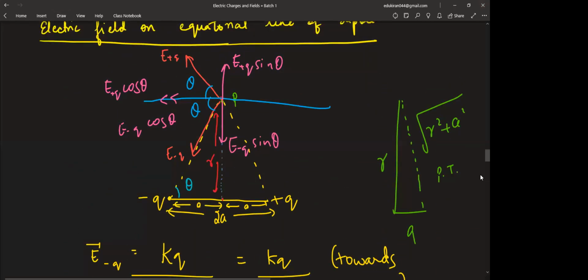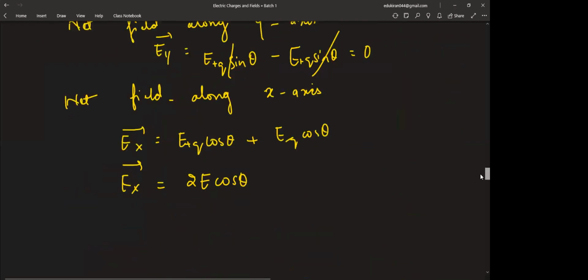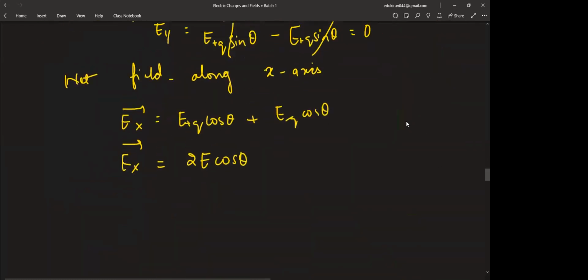In this triangle, I'm drawing this triangle separately. So this was R, this is A, this was theta, and this is under root R square plus A square.